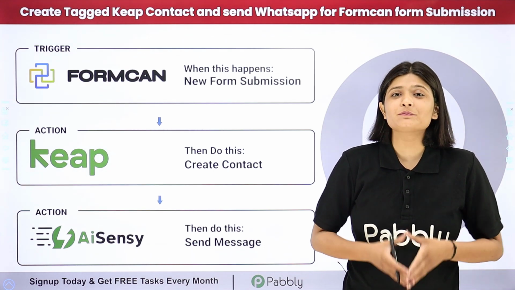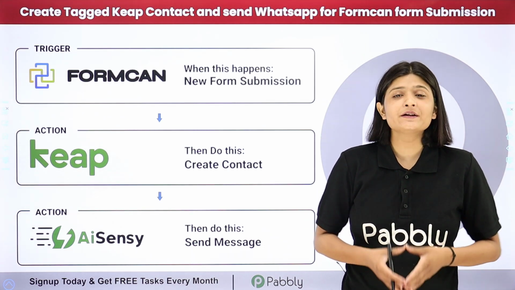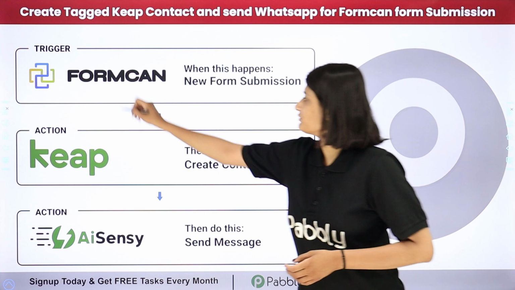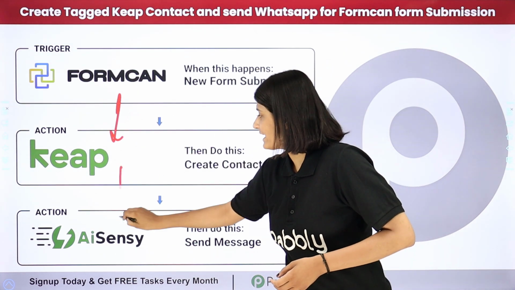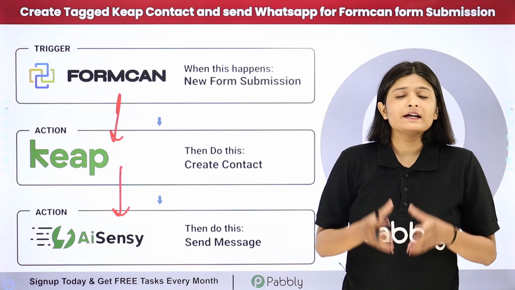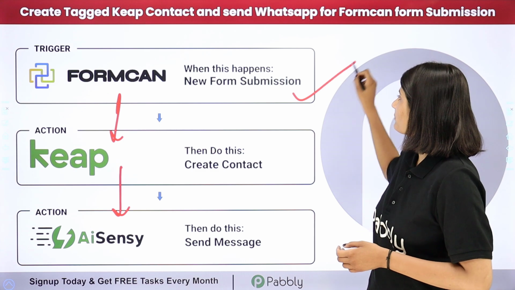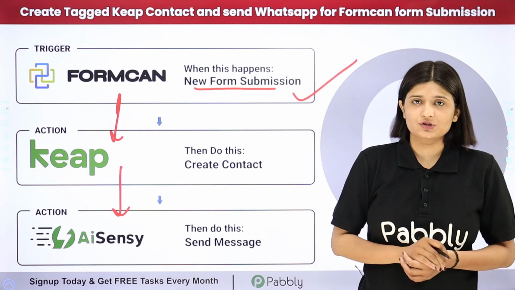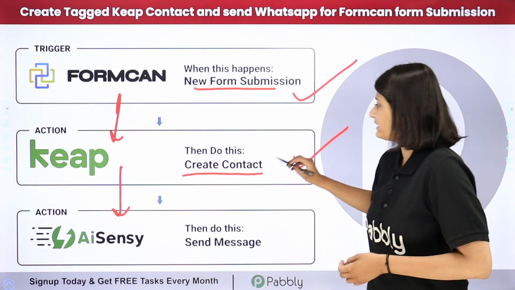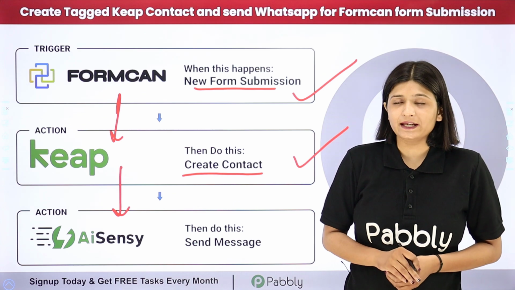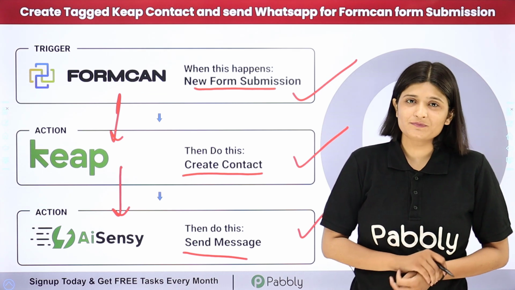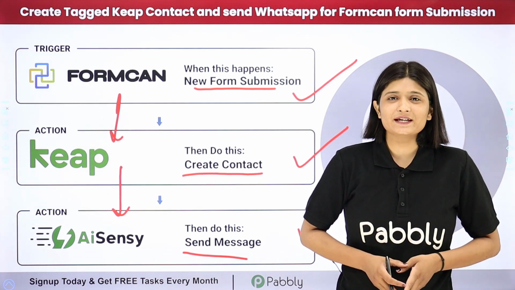Pabbly Connect is an amazing automation and integration software which requires no coding or programming skills. Here I just need to build a connection between Formcan, Keap and AI Sensei. Pabbly Connect runs on two principles, which are trigger and action. Here as my trigger application, I am going to take Formcan, from where I will receive a new form submission. Then in my action application I am going to take Keap, where the contact will be created as soon as the form submission is made, and then AI Sensei, with the help of which I am going to send an automated WhatsApp message.